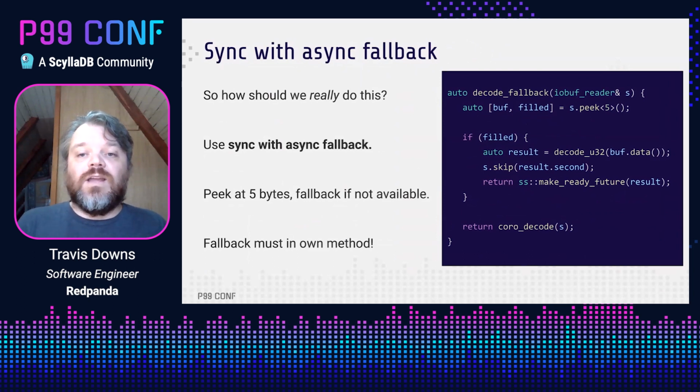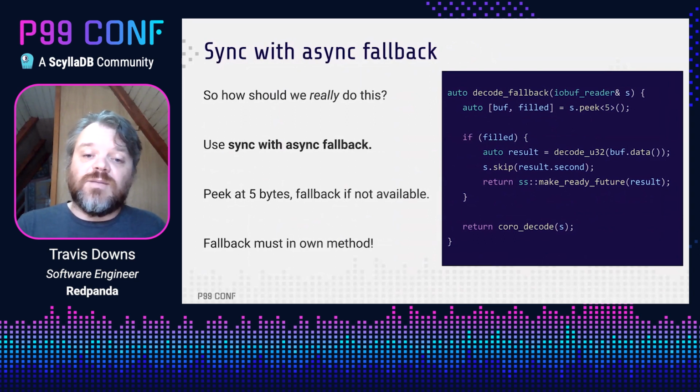And then we will increase the input stream. We will skip over the number of bytes that we consumed. So this is totally synchronous, and it also has the advantage of copying the buffer just once into the function and then decoding without further bookkeeping on the input stream. And then if that doesn't work, we just call our existing coroutine decode function.